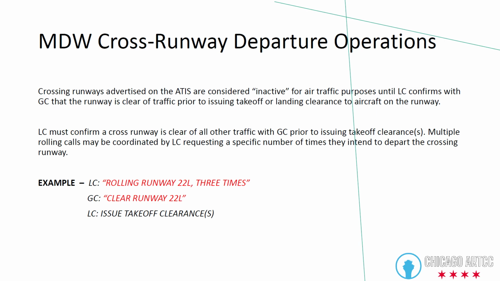Multiple rolling calls may be coordinated by local requesting a specific number of times they intend to depart the crossing runway. So local, for instance, may say rolling runway 22 left 3 times. And ground will say clear runway 22 left, and then local can issue those takeoff clearances.